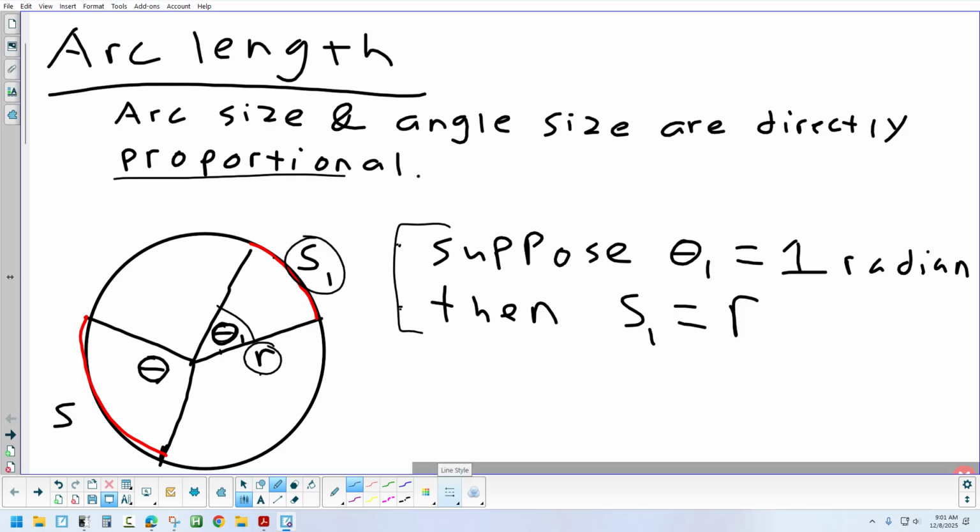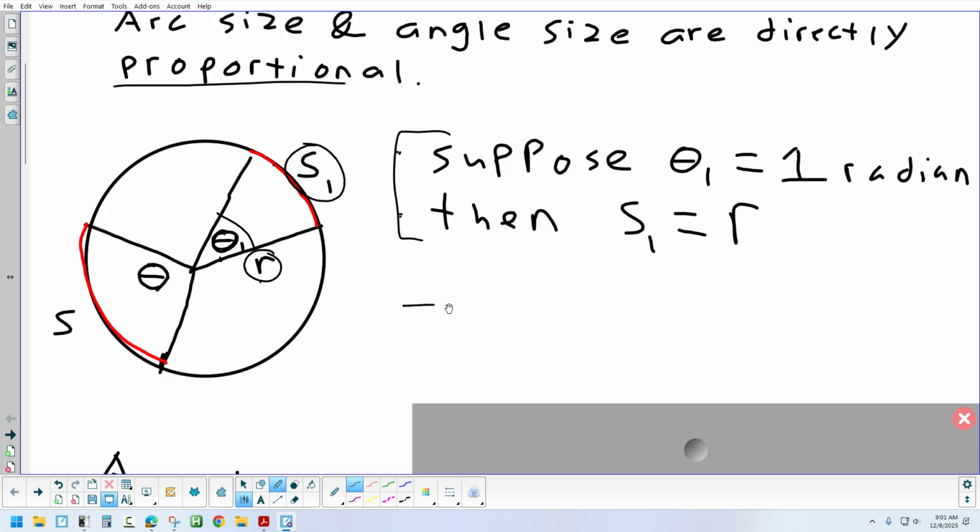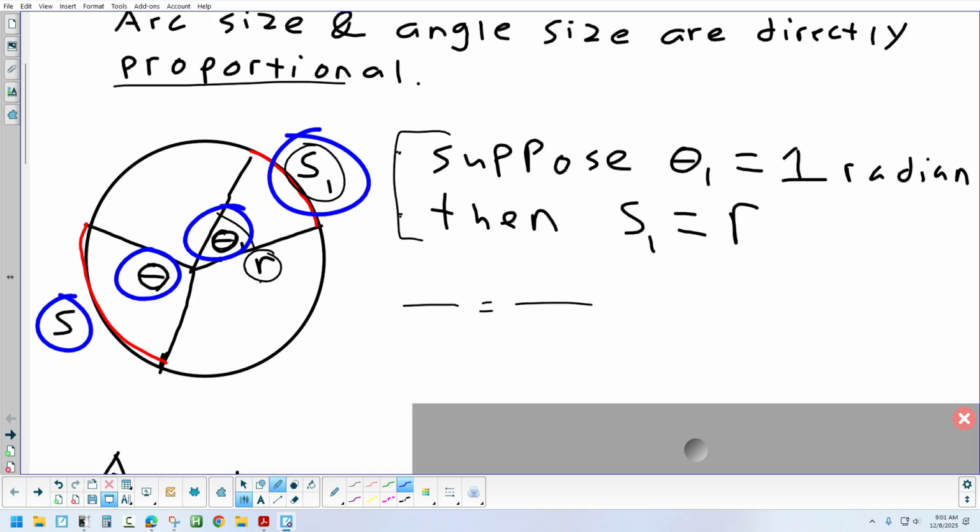Okay, so we just figured out that the arc and the angle size are directly proportional. So that means we can set up a proportion. And in our proportion, we're going to have those 4 things that I just circled in blue. Anybody think they could help me set up a proportion? There's lots of ways you can do it, using those 4 things that I just circled in blue. Let's start with just filling out the left side of the proportion.